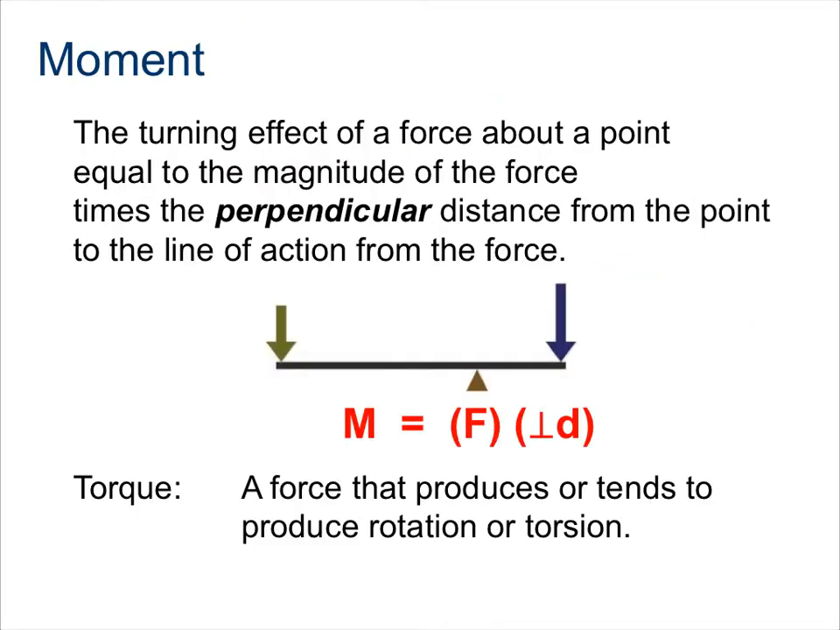When you apply a force to a lever turning on a fulcrum, the turning effect of a force about a point is equal to the magnitude of the force times the perpendicular distance from the point to the line of action of the force. We refer to this as a moment. To calculate a moment, it's simply force times perpendicular distance. So again, when you apply a force, it's going to cause a rotation. That rotation or turning effect is considered a moment. And the force that produces or tends to produce that rotation or torsion is considered torque. The terms moment and torque are synonymous with each other.